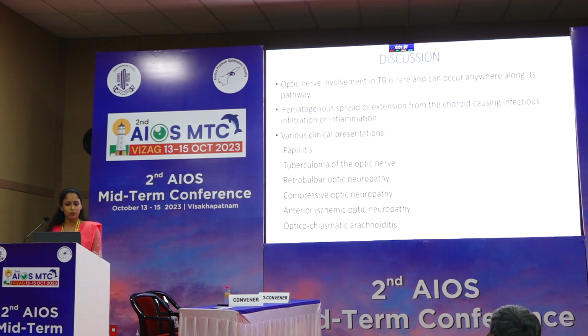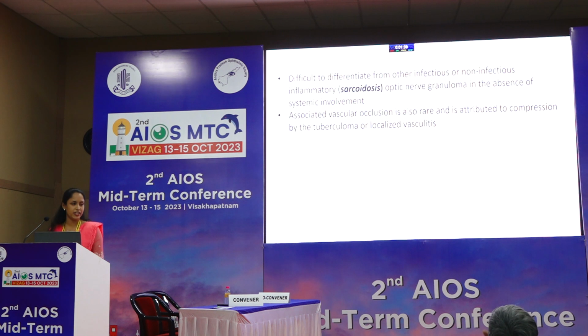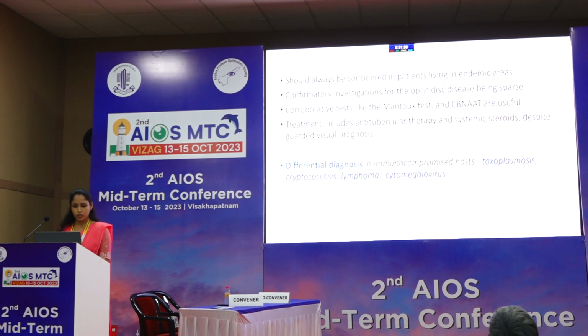Coming to the discussion, optic nerve involvement in TB is rare and can occur anywhere along the pathway, from hematogenous spread to direct spread from the choroid. It can present with various clinical presentations ranging from papillitis to optic chiasmatic arachnoiditis, and it is difficult to differentiate from infectious or non-infectious conditions. Association with vascular occlusion is very rare. So it should always be considered in patients living in endemic areas.